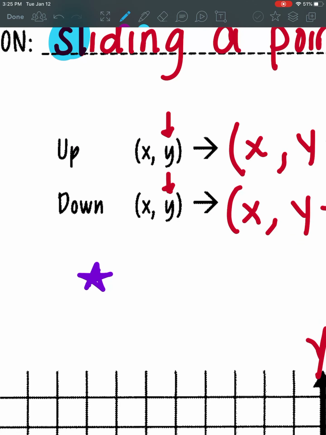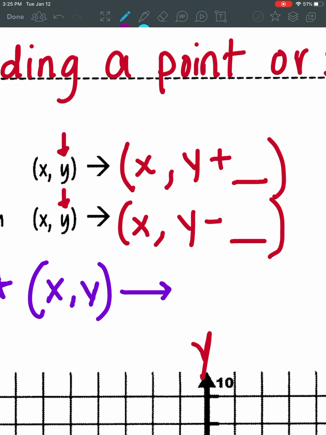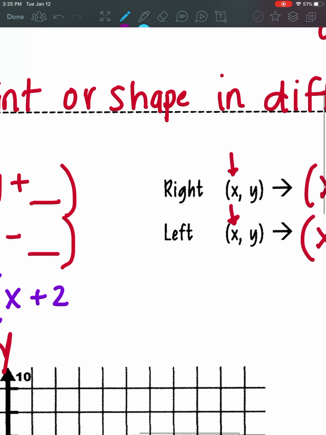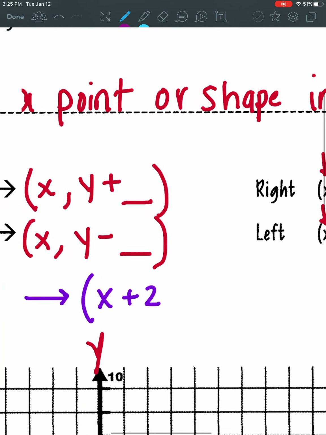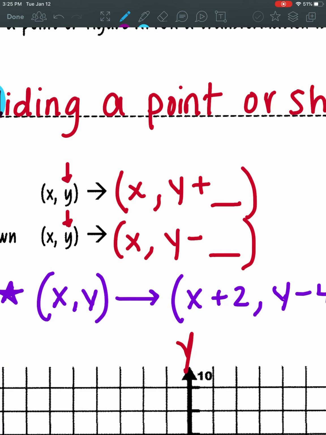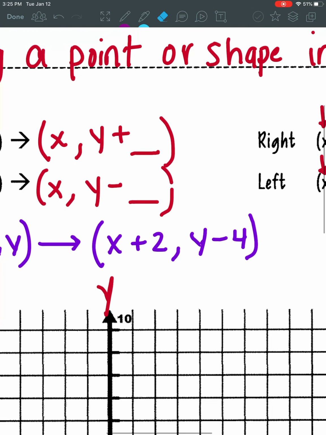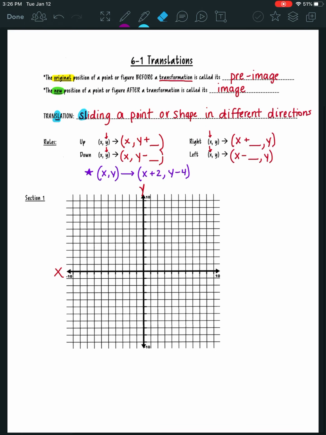Usually how you will see this, for our rules, you'll see x comma y, and then we always see this arrow, that is the rule that is happening. So we'll say x plus 2, so that means we are moving right, because remember the x is changing, so we'd be moving this shape 2 places to the right, and then let's say y minus 4. Since the y is changing, that has to go with down, so we'd go down 4. This rule that I just created off the top of my head means we're moving it right 2 and down 4.